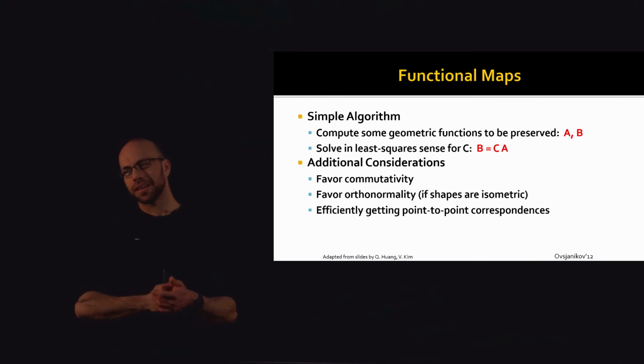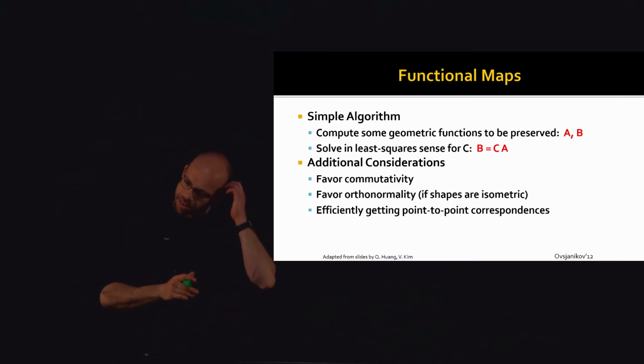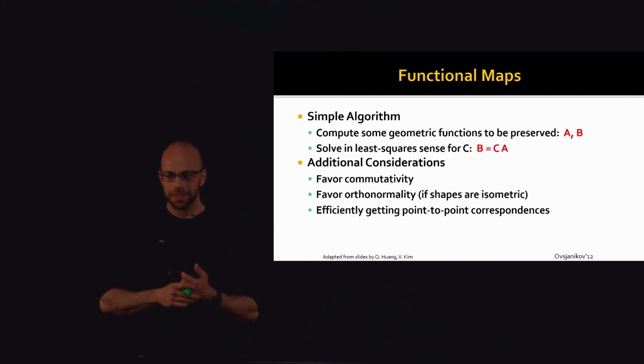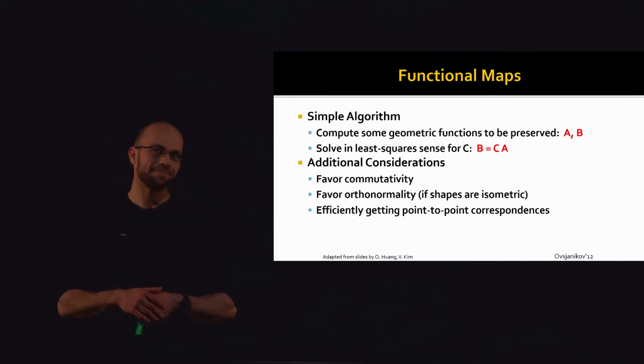Here's the thing. If I have a good map, then my map should take all of those descriptor functions, all those geometric features, and map them to one another. In other words, if I think of a matrix B as containing the per vertex values of some function on my target surface that I think should be conserved under my map, then I should have this relationship that B equals C times A. So for example, let's say that I assume that my map is isometric.